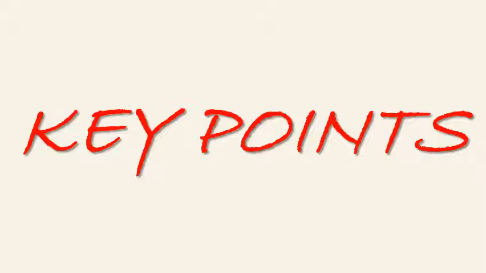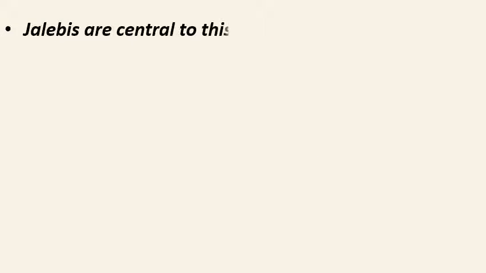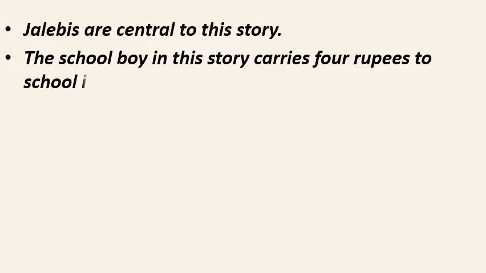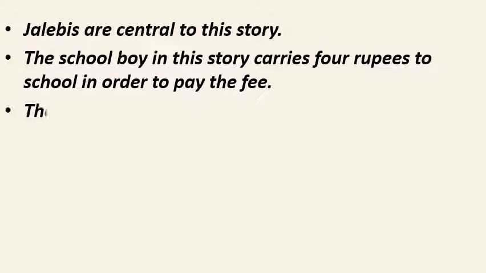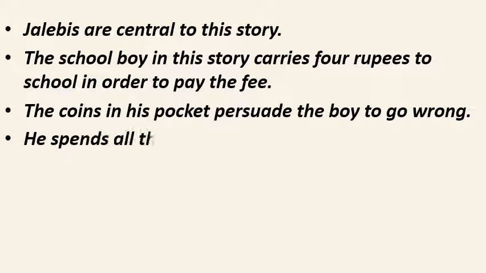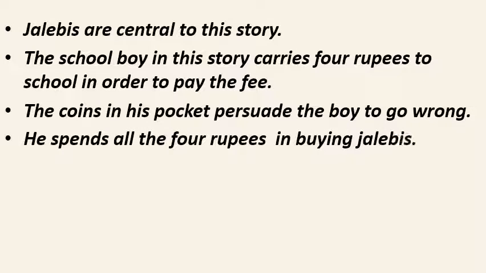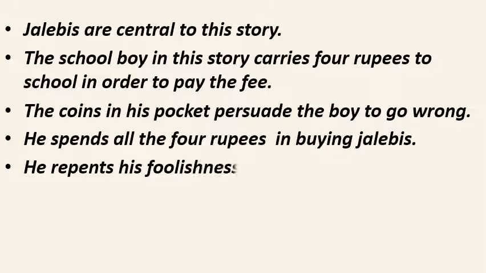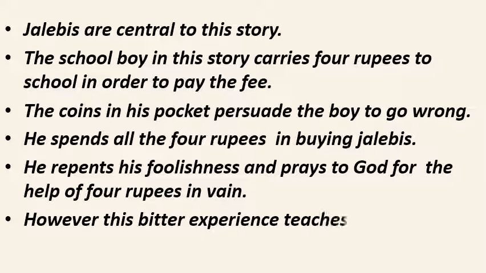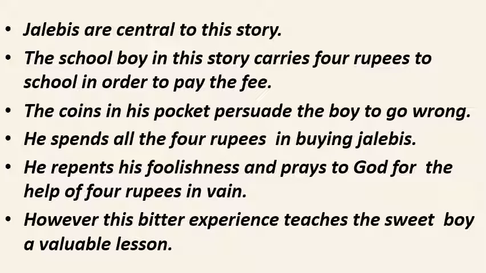So now let's see what are the main key points of the chapter. Jalebis are central to this story. The schoolboy in the story carries 4 rupees to school in order to pay the fee. The coins in his pocket persuade, means to make someone agree, the boy to go wrong. He spends all the 4 rupees in buying jalebis. He repents his foolishness and prays to God for the help of 4 rupees, in vain. However, this bitter experience teaches the sweet boy a valuable lesson.